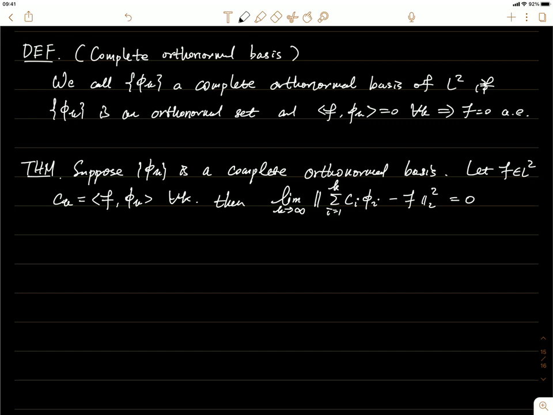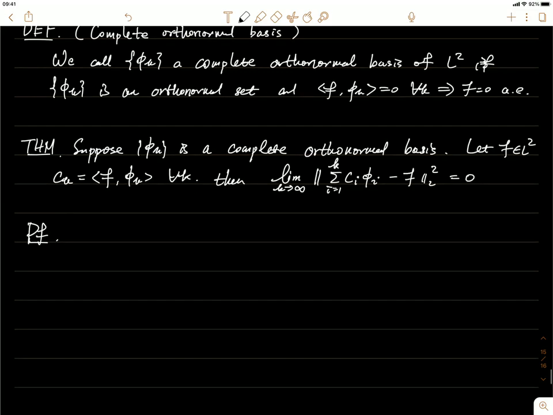This is not true for a general orthonormal set. If the orthonormal set is not complete, we won't be able to show this. And from here, we can also show the Bessel equality, which means the infinite sum of the series of c k squared is equal to the squared L2 norm of f. So let's see how to prove this.